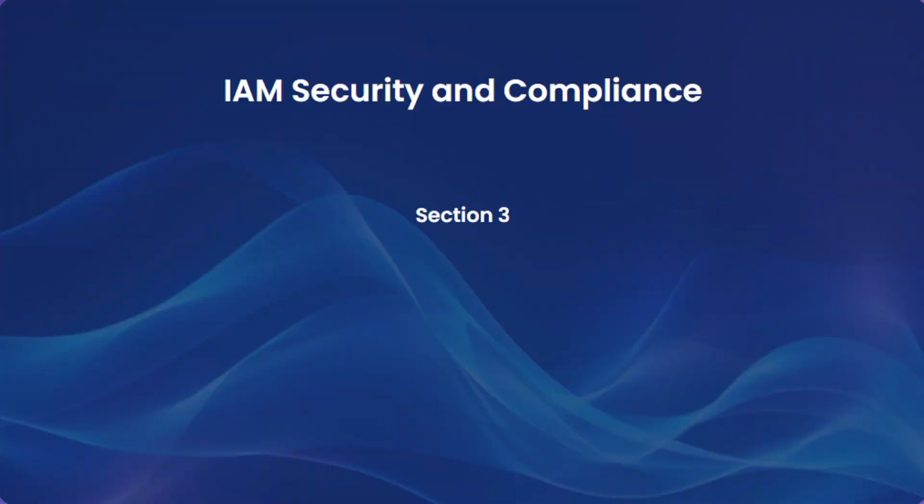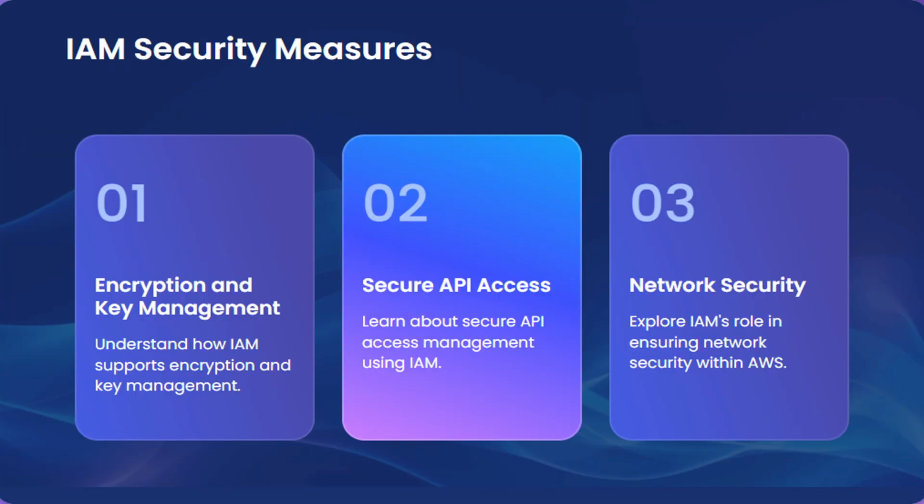Here is IAM security and compliance, which is section 3, and IAM security measures, in which we will be including encryption and key management, secure API access, and network security. IAM offers several security measures, including fine-grained access controls, multi-factor authentication, Access Analyzer for identifying unintended access, and IAM roles for service accounts for Kubernetes workloads.